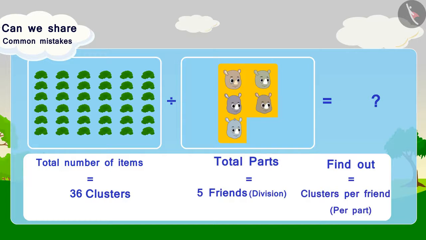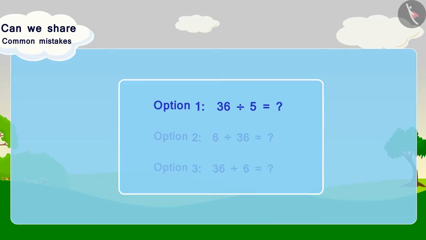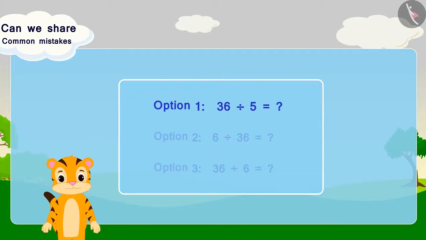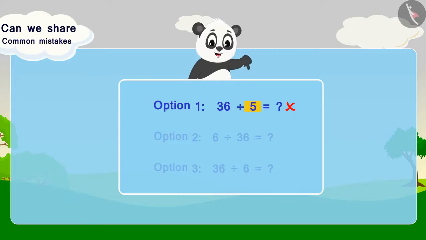But what will poor Gaggu eat? In this option, we have not included Gaggu while calculating the total parts. Here, the total number of parts is wrong. For this reason, this option is incorrect. This is a very common mistake that we make when we divide. Always count the total number of parts correctly.